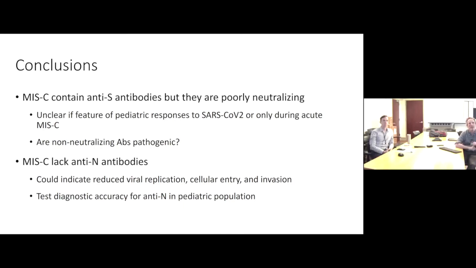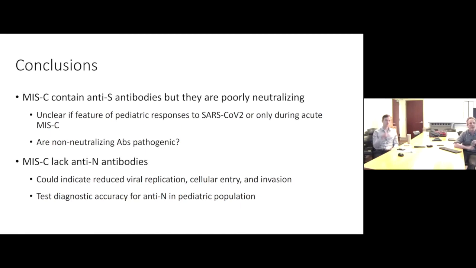So what does that mean? It's really unclear if this is just a general feature of the pediatric response, because we don't have convalescent pediatric patients who didn't develop this syndrome, or whether this is a feature of the MIS syndrome specifically. Another very important question is whether these non-neutralizing anti-S antibodies might actually play a role in the disease pathogenesis.